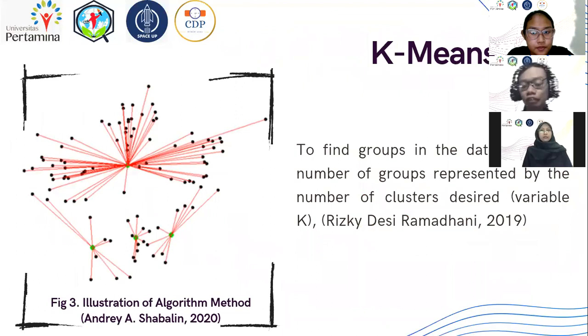K-Means is one of the machine learning classification methods using the desired number of clusters. This is used to find groups in the data. And the illustration of the algorithm method you can see in figure 3, based on Rizky Desi Ramadhani, 2019.